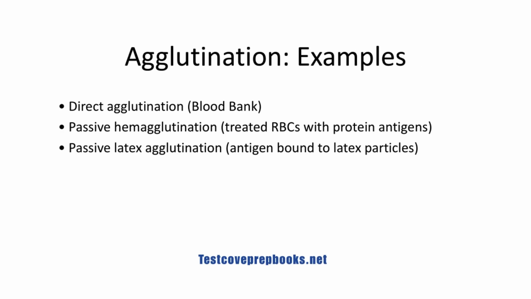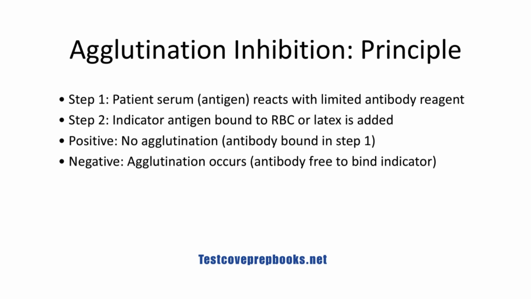Examples include direct agglutination, which is widely used in blood bank testing, passive hemagglutination, where red blood cells are treated with protein antigens, and passive latex agglutination, where antigens are attached to latex particles. Agglutination inhibition is a two-step process.